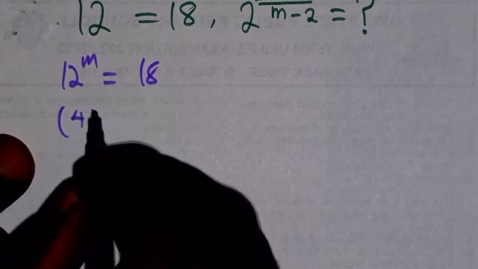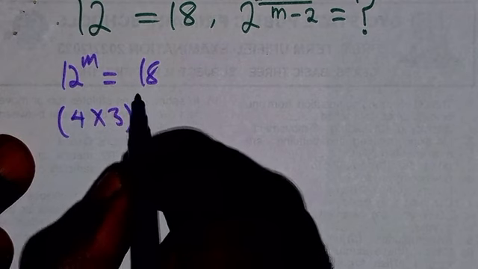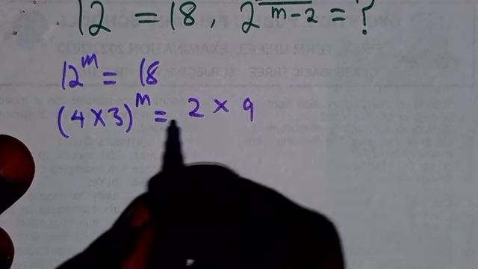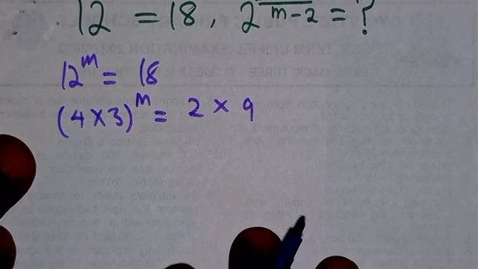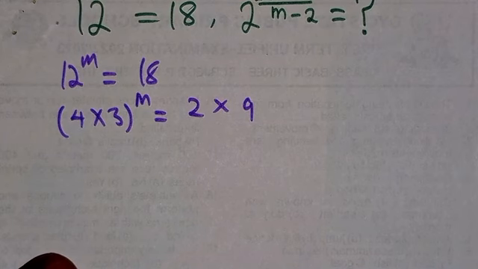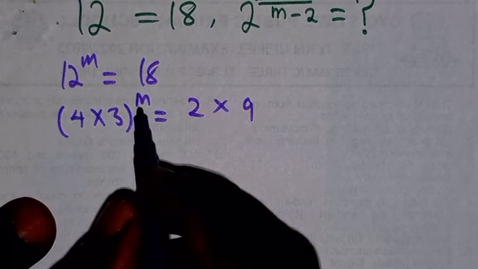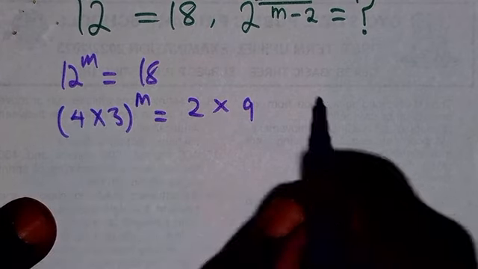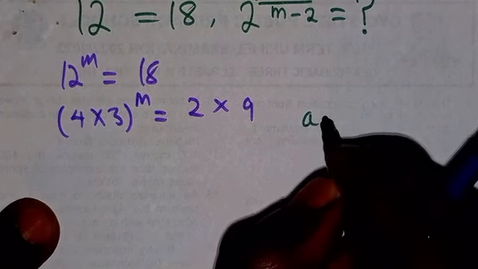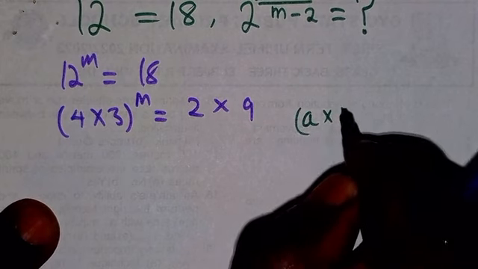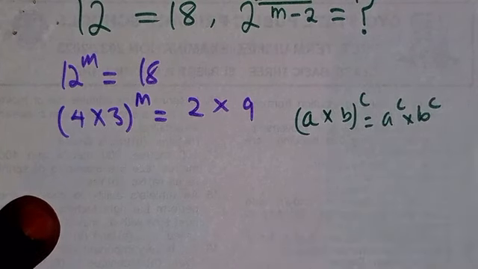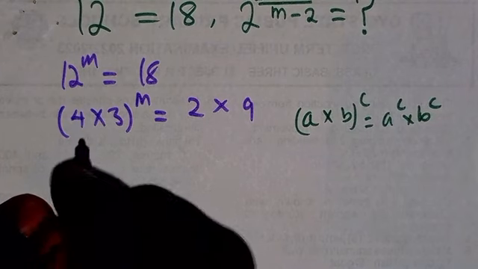12 can be 4 times 3, then to the power of m equals what? 2 times 9, because 18 can also be written as 2 times 9. So now from there, what are we going to do? We can see that I can distribute this power over what I have here, where you have a times b to the power of c. This will be a to the power c times b to the power c, right? So we're going to do that.